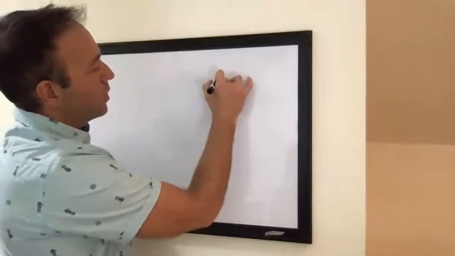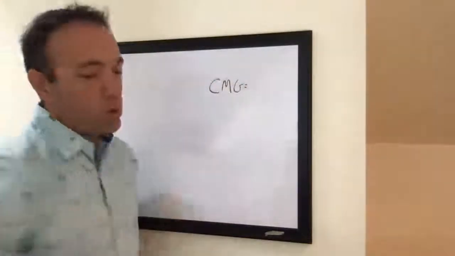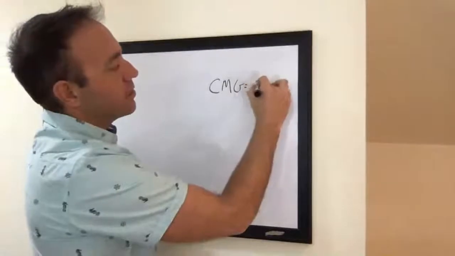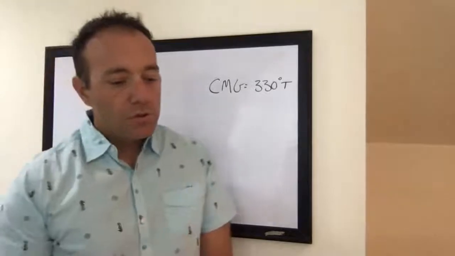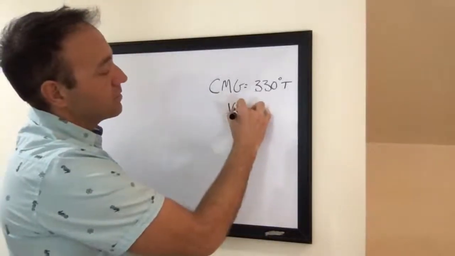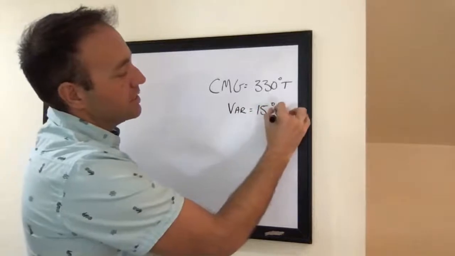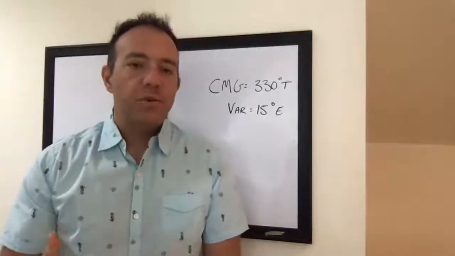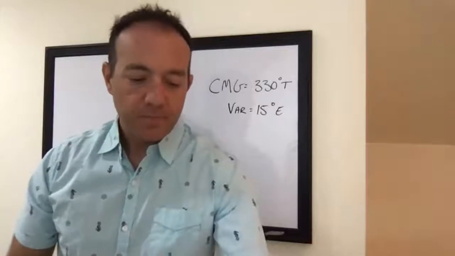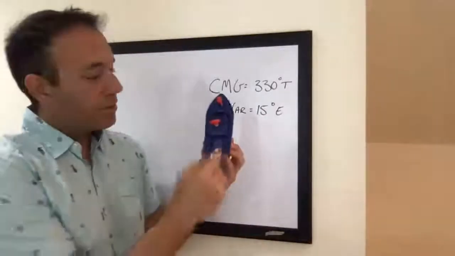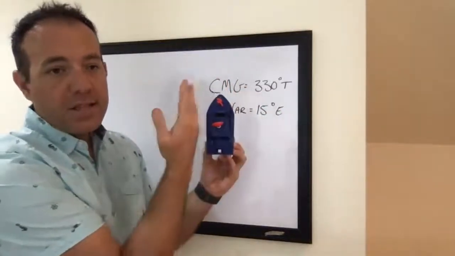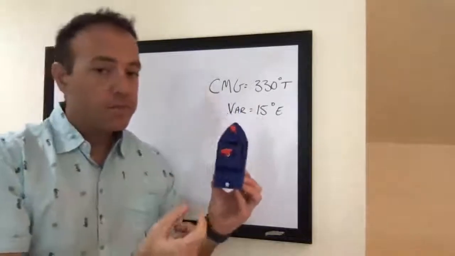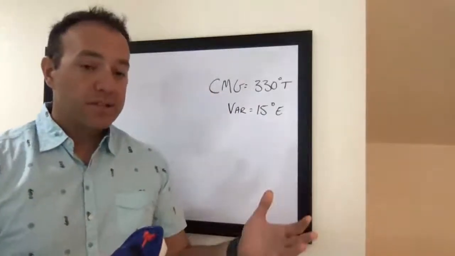Let's say you wanted to make good a course made good of 330 degrees true, and you were told that the variation is 15 degrees east. What's the deal with that east thing? Think about it like this. If your ship is pointing north and there's a compass here at this red dot, the compass could vary a little bit to the east or a little bit to the west. Why is variation going to impact it? That's because of the Earth.